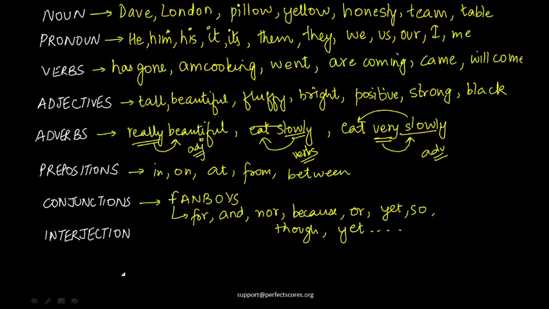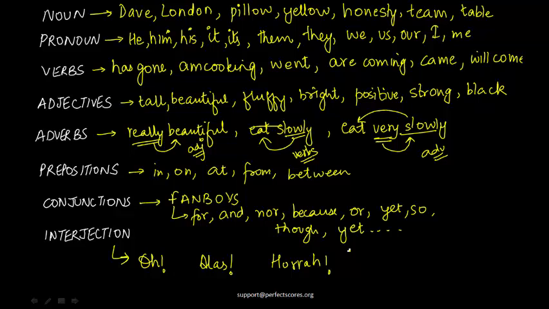Coming to the next part of speech, interjection. Interjections are words that express sudden feeling. For example, oh, I forgot something, or alas, we lost the game, or hurrah, we won the game. So these are interjections and they're usually followed by an exclamation mark.